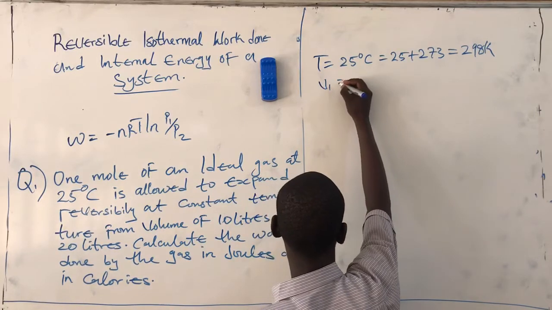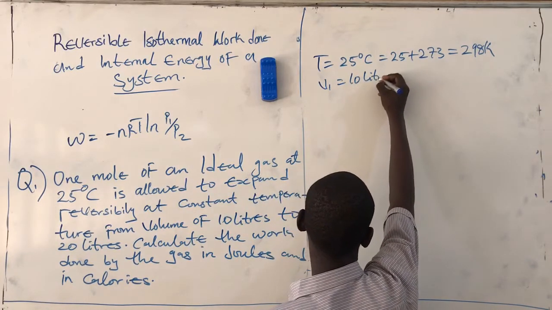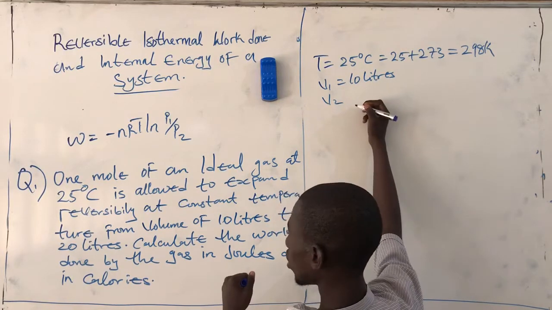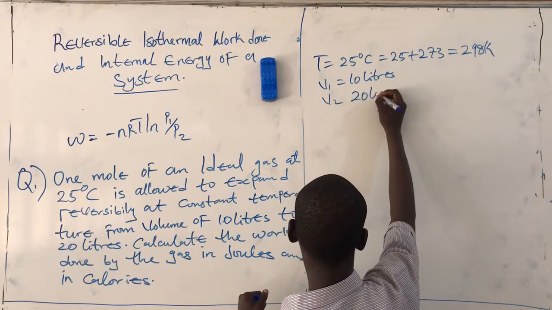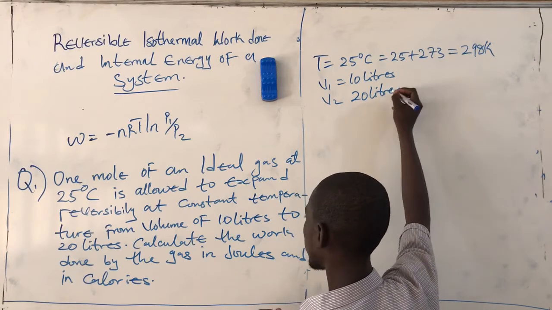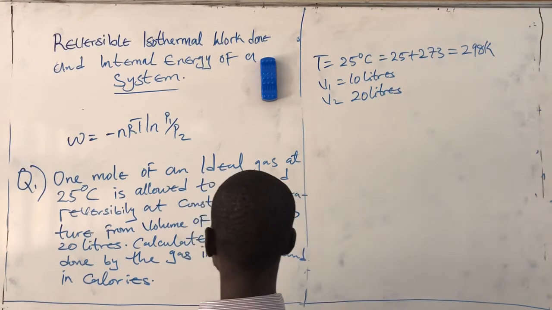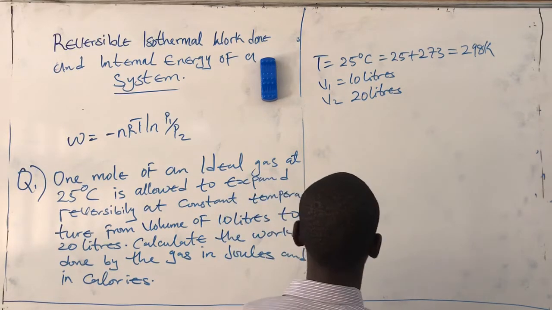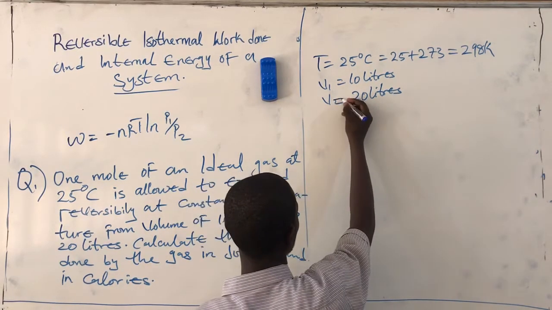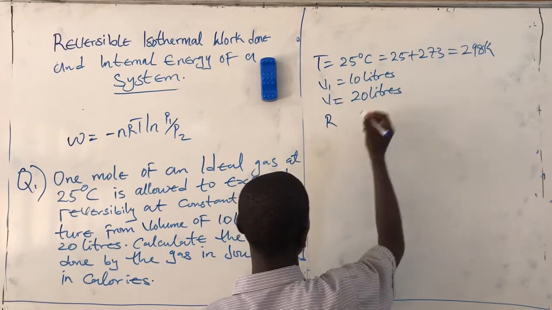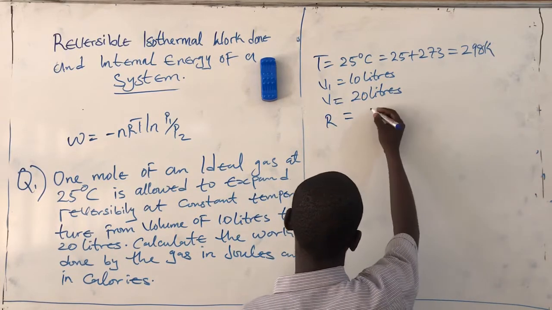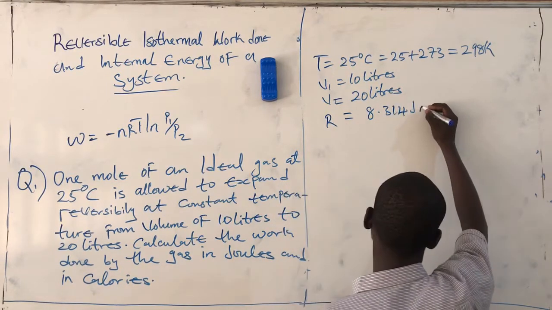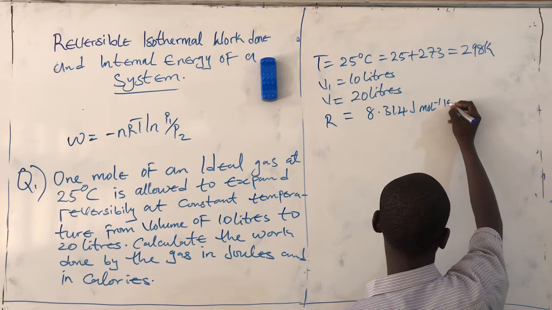That is our temperature, and it expands from a volume of 10 liters. That is V1 equals 10 liters, and V2 is equal to 20 liters. Then we are asked to calculate the work done by the gas in joules and in calories. We are not provided with the value of R, but let's not forget that R is equal to 8.314 joules per mole per Kelvin.